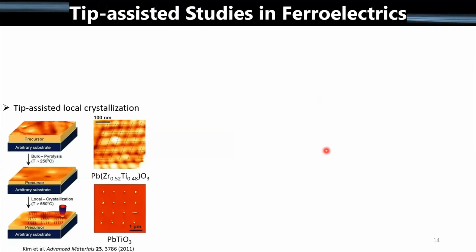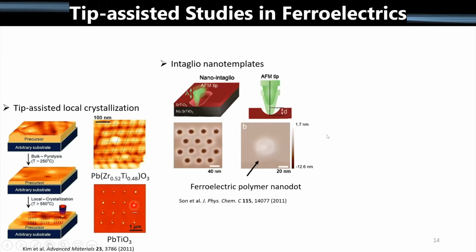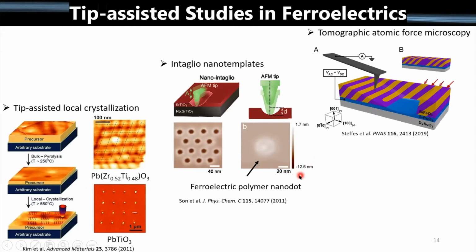So in terms of tip-assisted approaches in ferroelectric materials, using a local AFM tip that can be heated up has been used for crystallizing ferroelectric structures. An AFM tip has also been used to carve out holes, and then those holes are filled in with a ferroelectric polymer. And Brian Huey's group at UConn has recently published a couple of really nice papers using this technique for tomography of ferroelectric domain structure. So this is really cool work that they're doing.